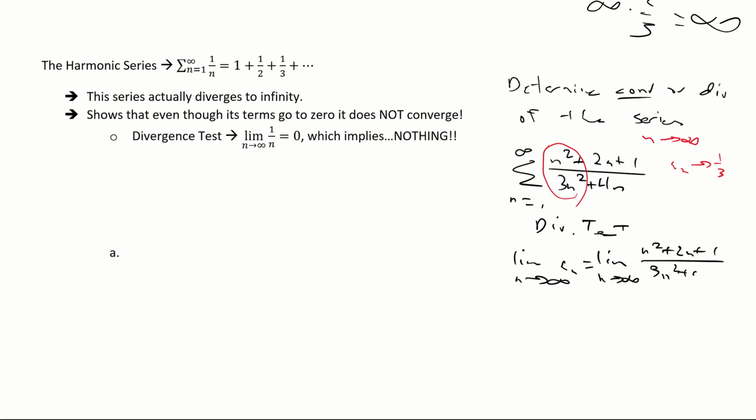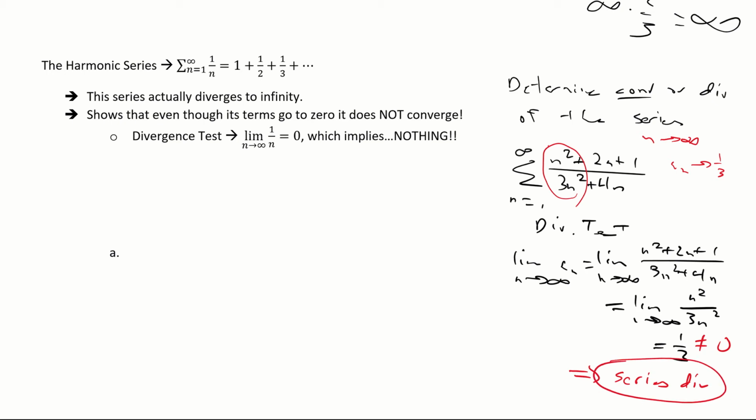Over 3n squared plus 4n. And all you have to do is say, you know what the limit is there? It's like the limit as n goes to infinity of n squared over 3n squared. It's really equal to 1/3. And guess what? That's not 0. So that implies the series, I don't have room to write it here, series diverges.